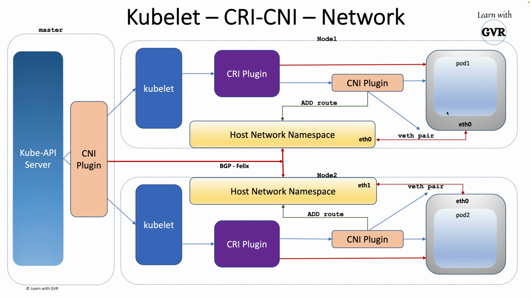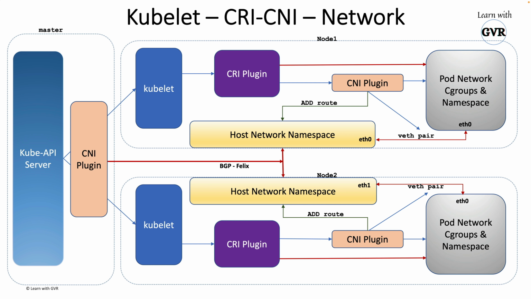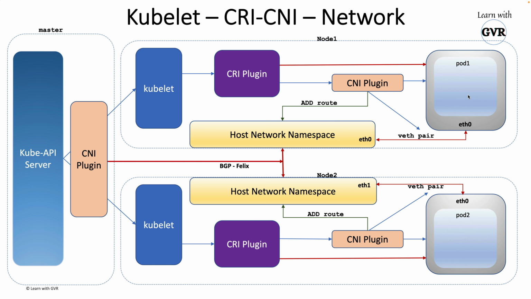Then after that, with kubectl run --image=nginx, the nginx will be created here in the pod network namespace. Before the pod, a pause container will be created, then your nginx pod will be created by the CRI plugin, which is containerd.